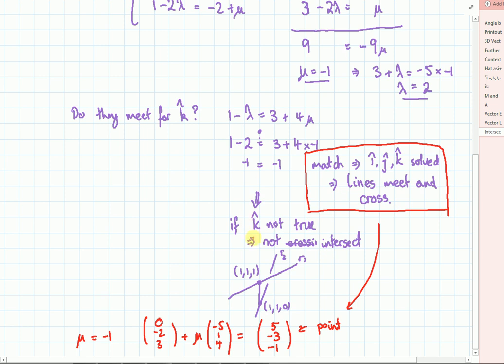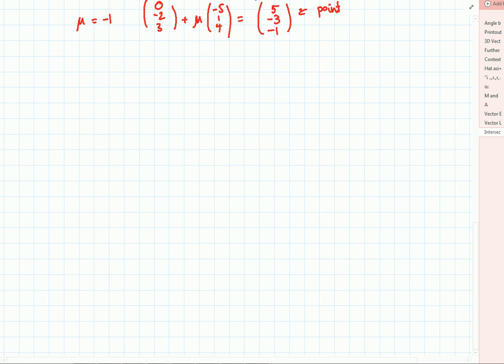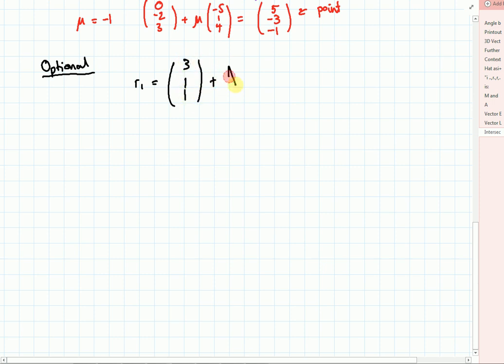And there's another case. From this point on is actually optional. They don't seem to talk about it in the book, but it's not much more, so this is optional. We've got two equations now. The first one is the same as the one we had before, (3, 1, 1) plus lambda (1, -2, -1).